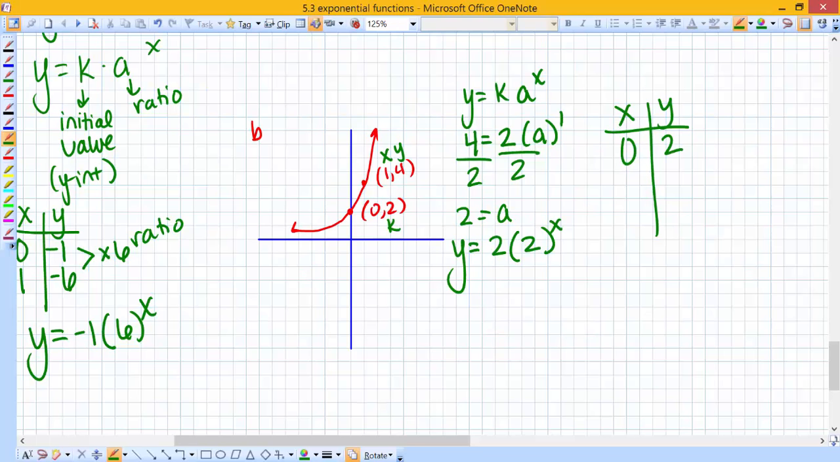When x is 0, y is 2. When x is 1, y is 4. What are we multiplying by? 2. So I have my y-intercept is 2. My ratio is 2 to the x. You get the same thing.